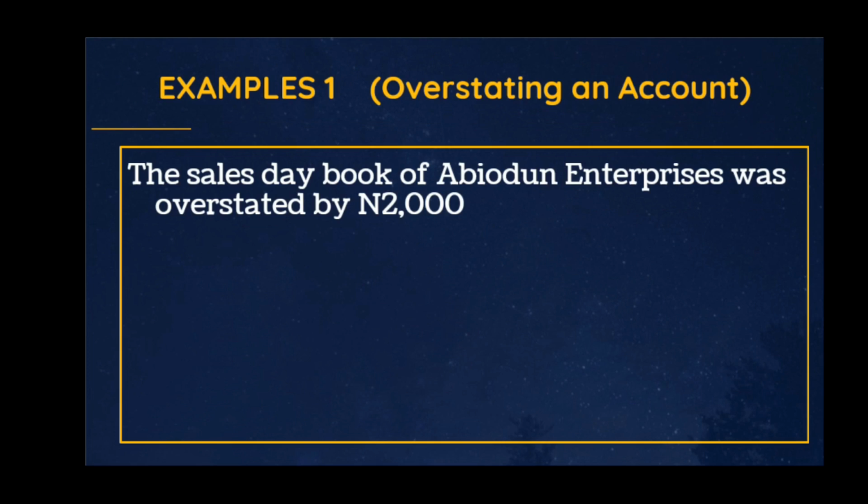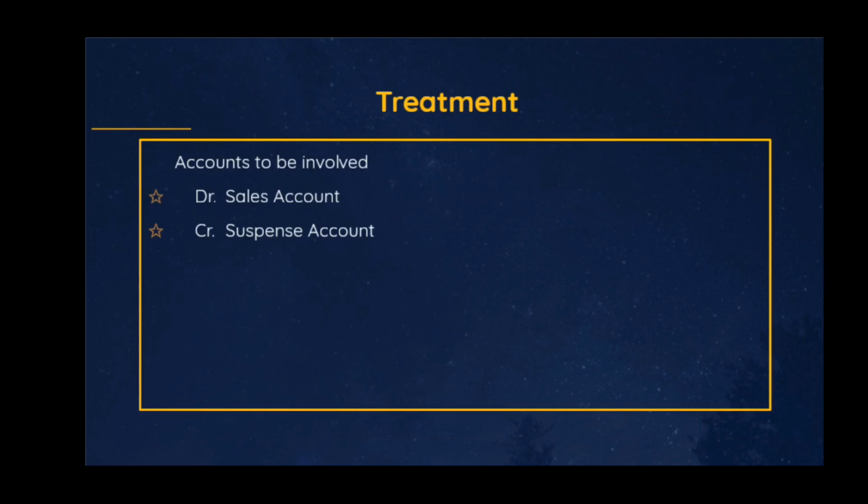I hope you have mastered how to put entries in the ledger. You know, when we are talking about income, it is a credit transaction. That is, anything that is going to the income will be credited to that account. So whenever we want to remove something from inside, we debit that account. That is how to do it in accounting. So for this transaction, we are going to debit the sales account because we want to remove the 2,000 from it, while the corresponding credit entry will go to the suspense account.